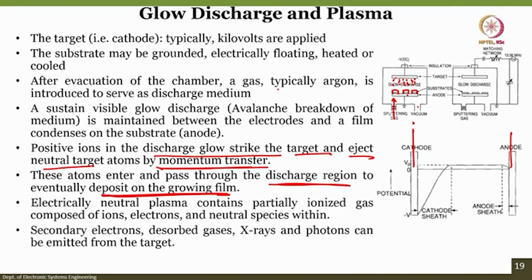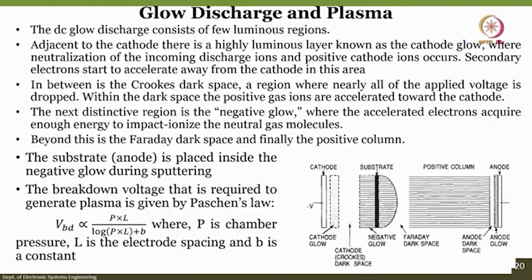But for us to just understand, focus on this: when the ions are bombarding the target, there are secondary electrons, and then X-rays and photons can be emitted from the target.